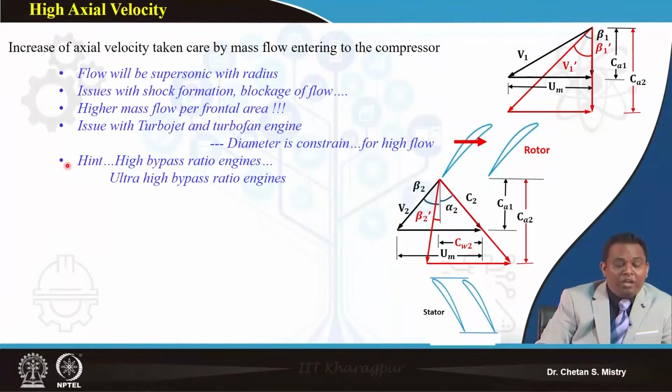Now, what hint is it giving? You have the option of a high bypass ratio engine, which we are using for our commercial aircraft. You can go with a high bypass ratio or a very high bypass ratio kind of engine, which is called an ultra high bypass ratio engine. By 2025, we will have future engines that are ultra high bypass ratio engines.